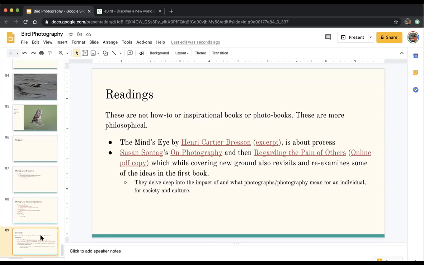And then these are more not so much how-to or inspirational. They border on the philosophical, especially Susan Sontag. Her books are pretty much philosophical, but she delves into what photography and photographs mean for an individual, for society and culture, in terms of how they become representations of truth when it doesn't necessarily mean that they are truth. It's a fascinating subject to explore anyway.